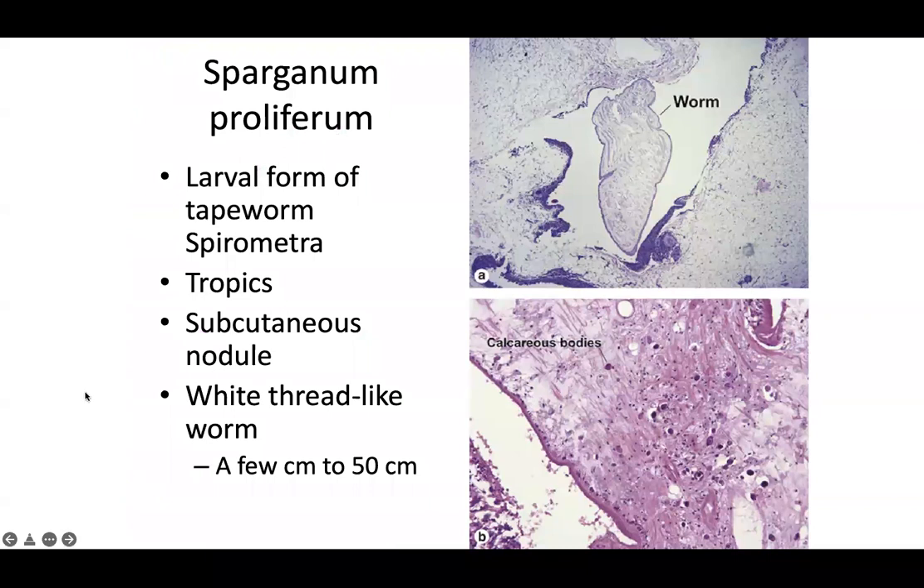So Sparganum proliferum is a larval form of the tapeworm Spirometra, occurs in the tropics, forms a subcutaneous nodule, and the culprit is a white thread-like worm, a few centimeters to even up to 50 centimeters. So here is a cross-section of that worm. You may also see these so-called calcareous bodies, which kind of look like calcification areas within the tissue.